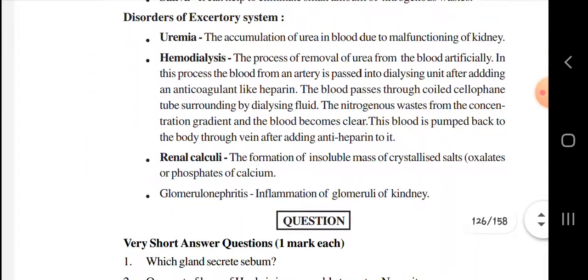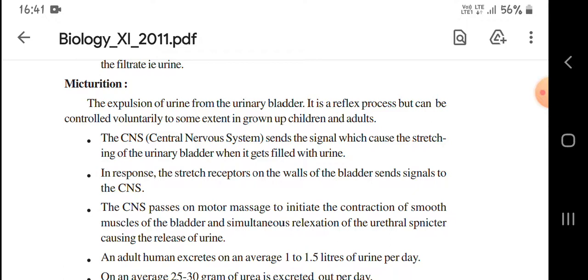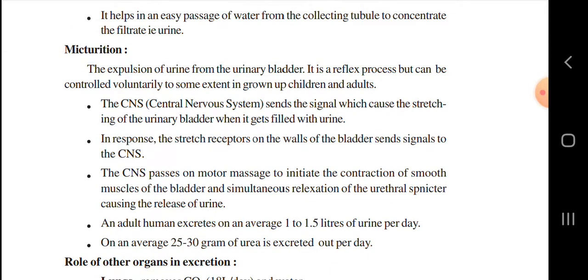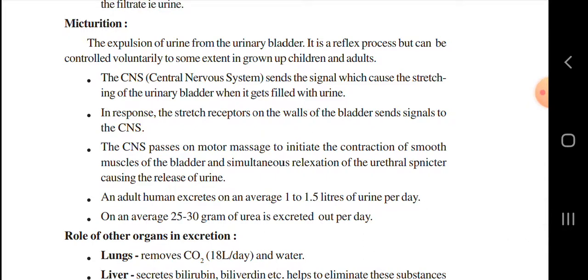Next, the next two concepts, let's learn. Micturition: the expulsion of urine from the urinary bladder. The central nervous system sends the signal, which causes the stretching of the urinary bladder when it gets filled with urine. In response to stretching, receptors on the walls of the bladder send a signal to the central nervous system again, and the CNS passes on a motor message to initiate contraction of the smooth muscle of the bladder and simultaneous relaxation of the urethral sphincter, which causes the release of urine. So like this the urine passes out.